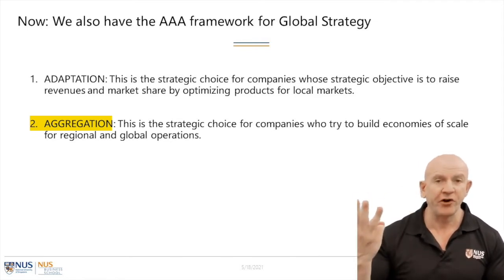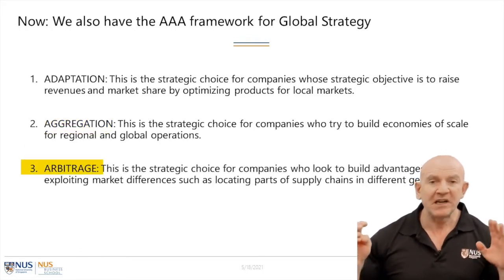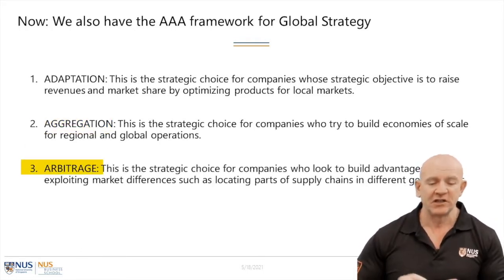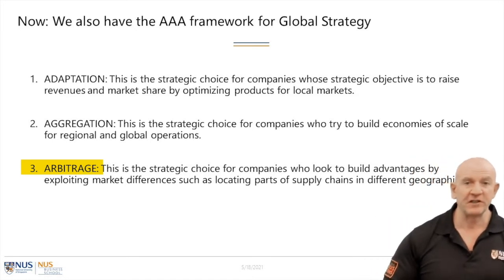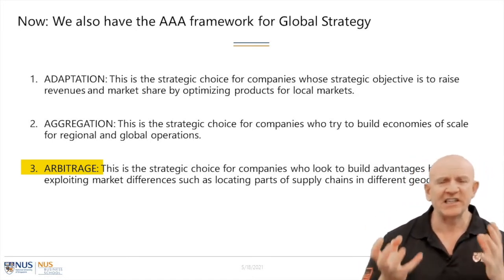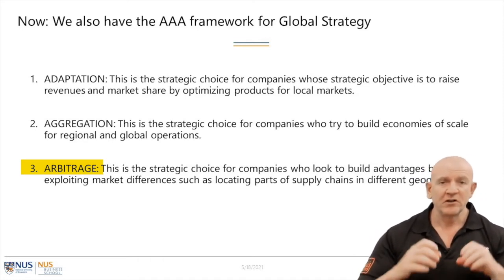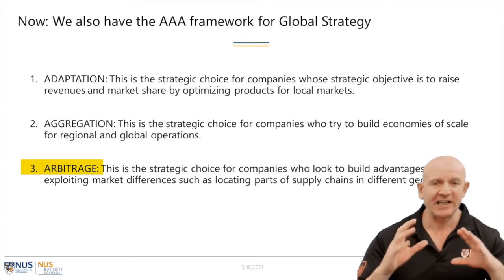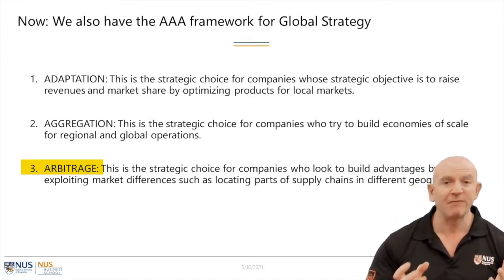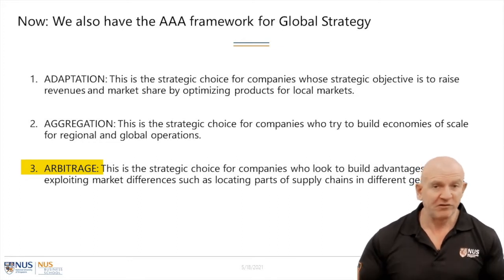To this, we add the third one, which is arbitrage. This is where we emphasize building advantages by exploiting market differences, and we locate our supply chains in different geographies. Now, this was always kind of subsumed in the other two solutions, but it was never really emphasized. And again, subsumed means it's de-emphasized, which is another way to say the same thing that I just said previously.